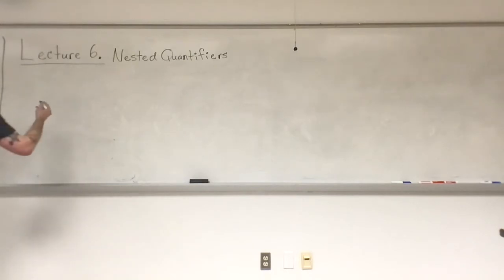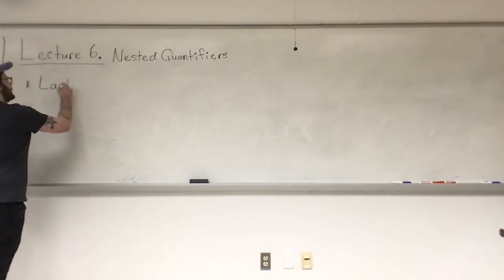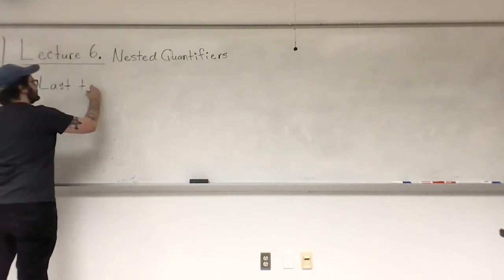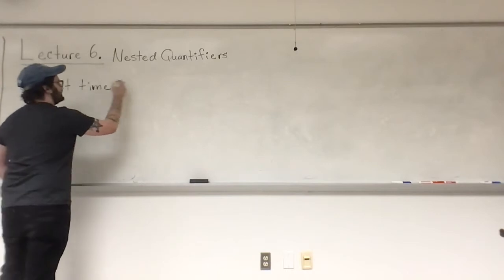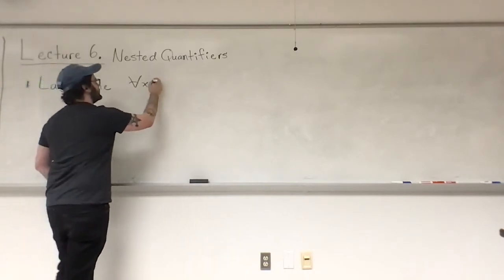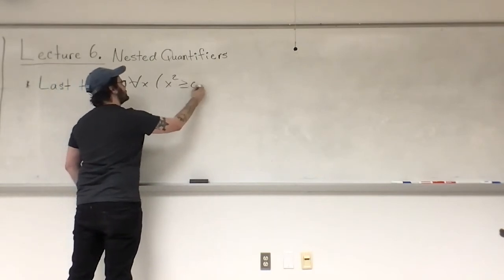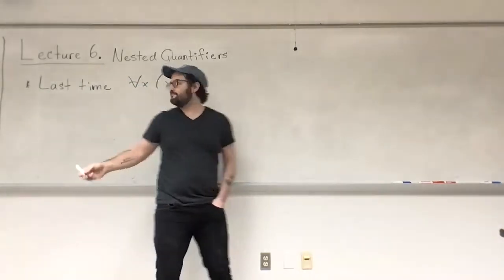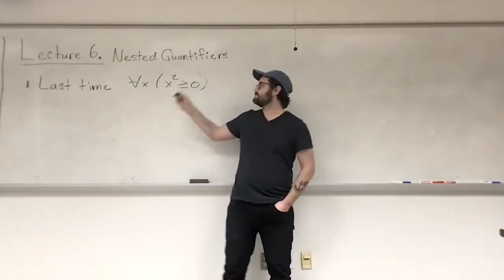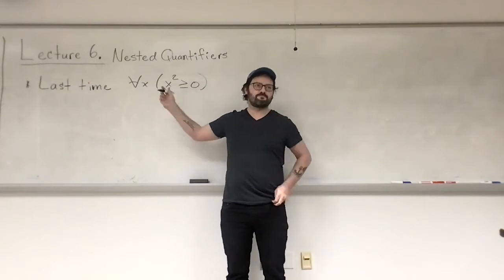So maybe like last time, in our last logic lecture, we were looking at things like for all x, x squared is greater than or equal to 0, right? That's an example of a universal quantifier. And so this reads for all x, x squared is greater than or equal to 0, right?